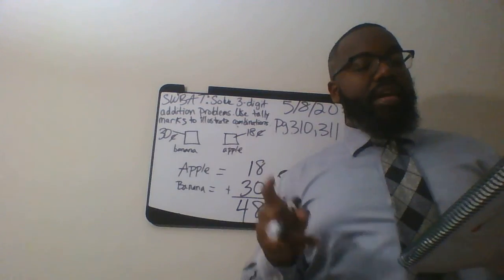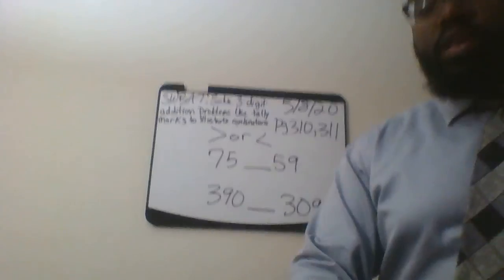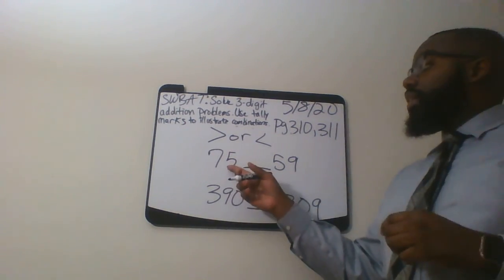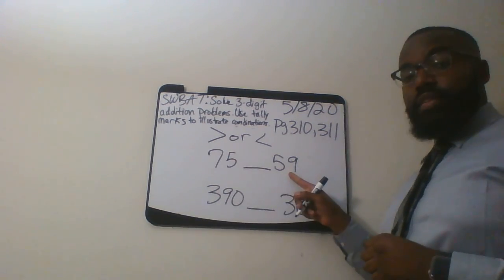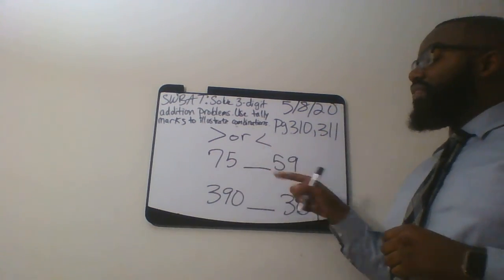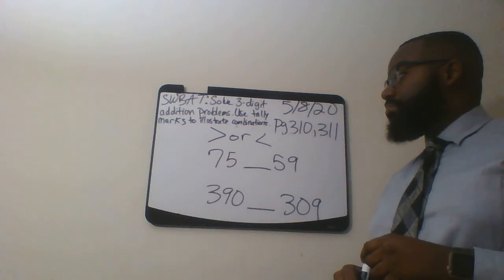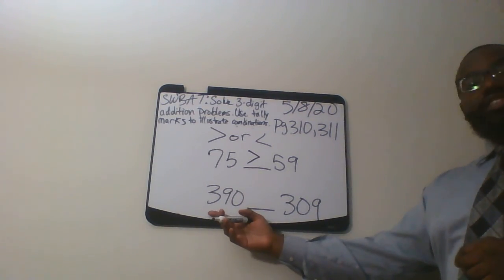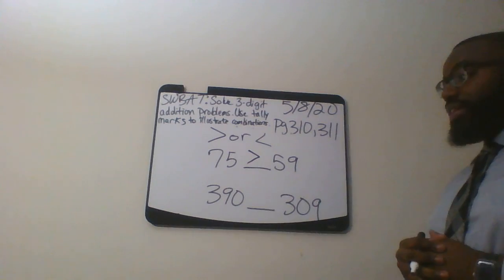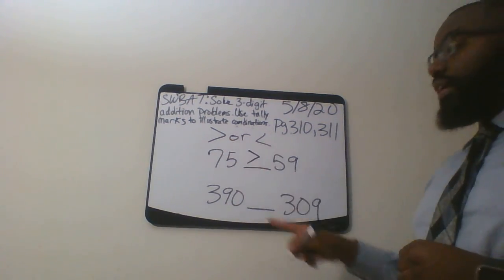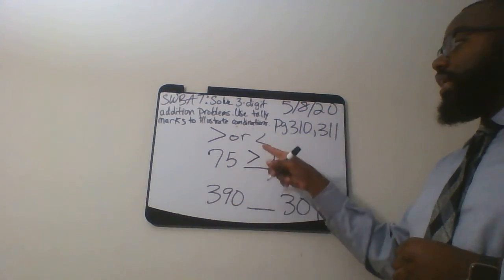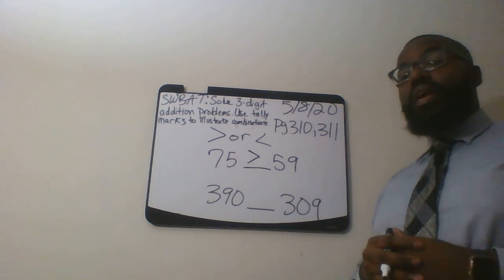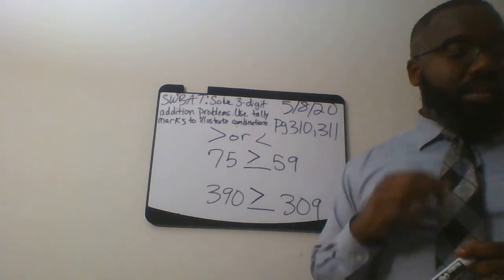Number 3 wants us to write greater or less than. Okay, I put 2 examples on the board. First, let's start off with 75 and 59. So, is 75 greater than 59? Or is 75 less than 59? What do you think? That's correct. Good answer. 75 is greater than 59. Here, we have 390 and then 309. So, is 390 greater than 309? Or is 390 less than 309? What do you think? 309 is greater, so you'll put that greater sign. So that's how you solve that problem for number 3.